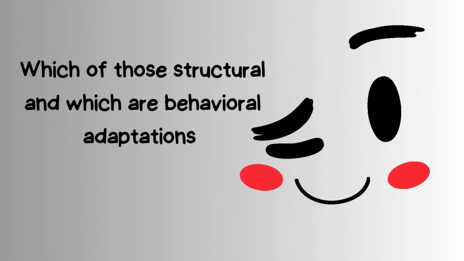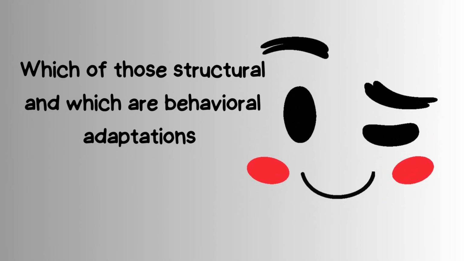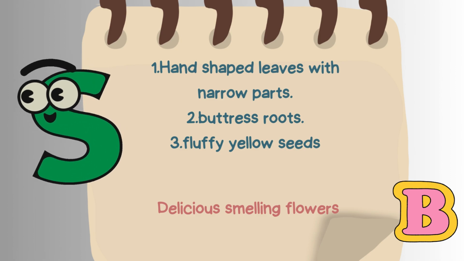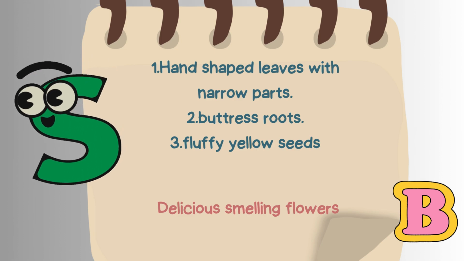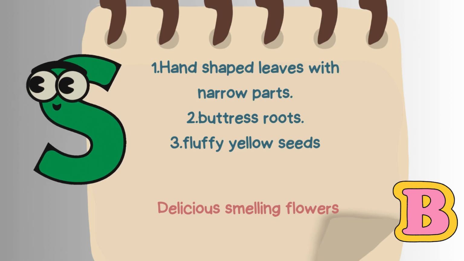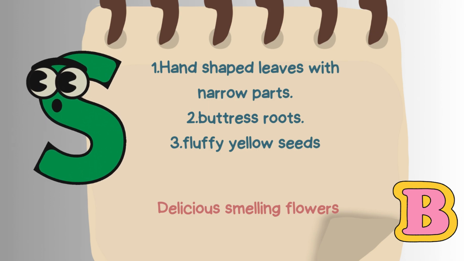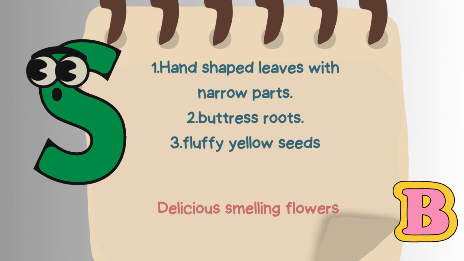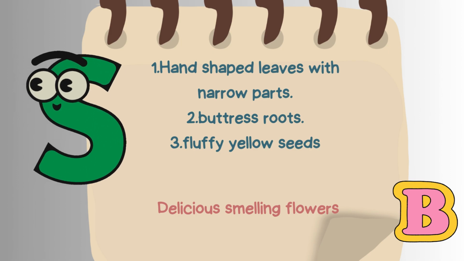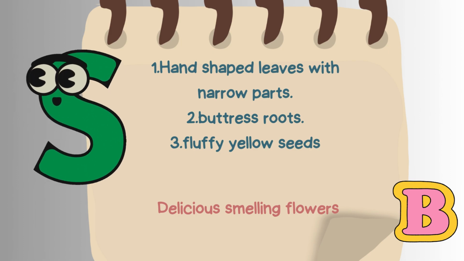It's clear and easy, as we have the hand-shaped leaves and the buttress roots and the yellow seeds, fluffy yellow seeds. All of these are parts of the plant. So this is a change in the body structure or the plant structure here. So those are structural adaptations. Well done, grade 4 students.